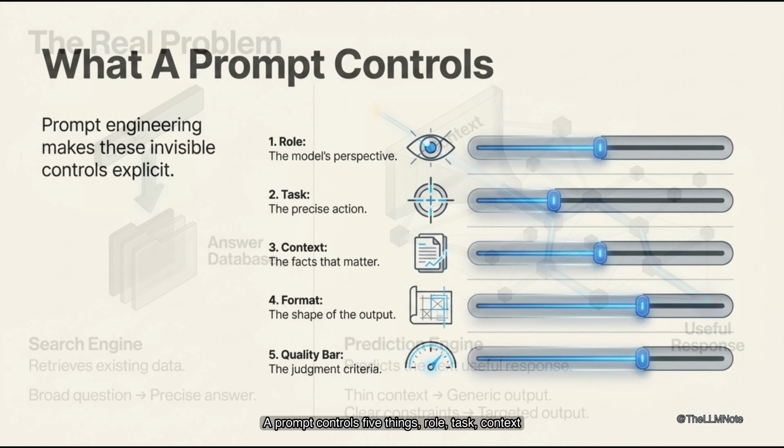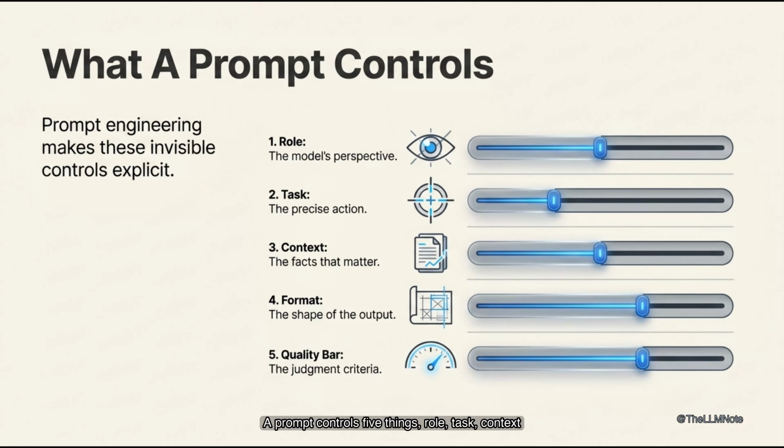A prompt controls 5 things: role, task, context, format, and quality bar. Role tells the model what perspective to use, task defines the action. Context gives the facts that matter. Format shapes the answer. Quality bar explains how the result should be judged. Prompt engineering is the act of making those controls explicit.